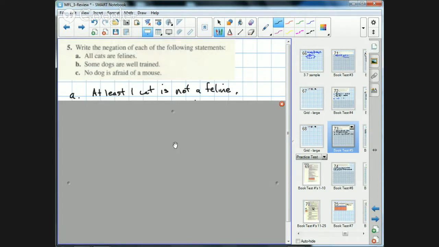At least one cat. Okay. Your answer of some would be okay. The only thing I don't like about the word some is it seems to imply that there's more than one. All you really need is one to make it a lie.